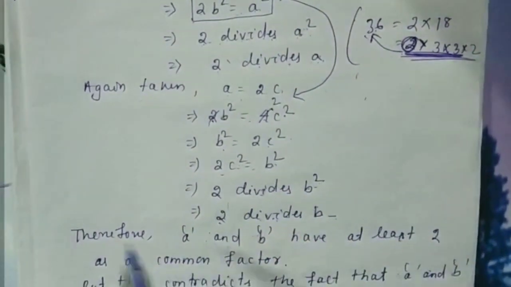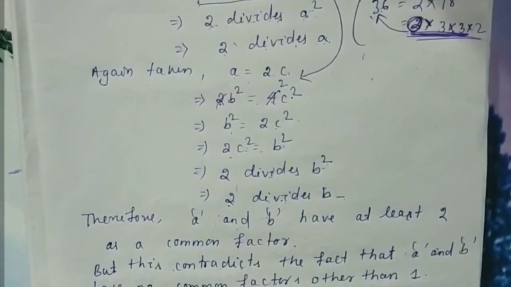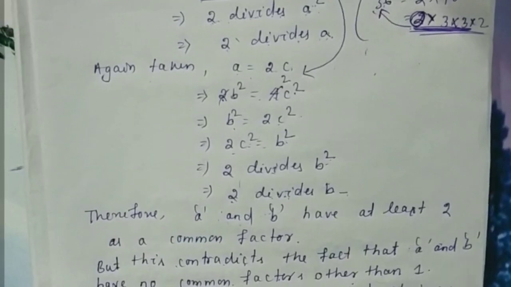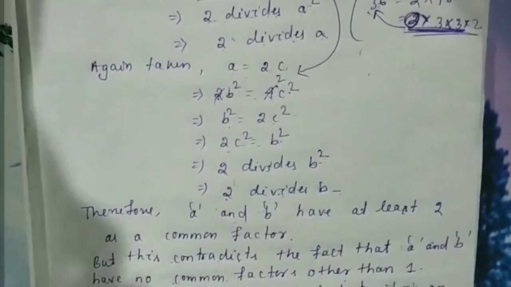So a and b are not co-primes. So our assumption is wrong. Root 2 is not a rational number, it is an irrational number. Clear? Hope you understood.